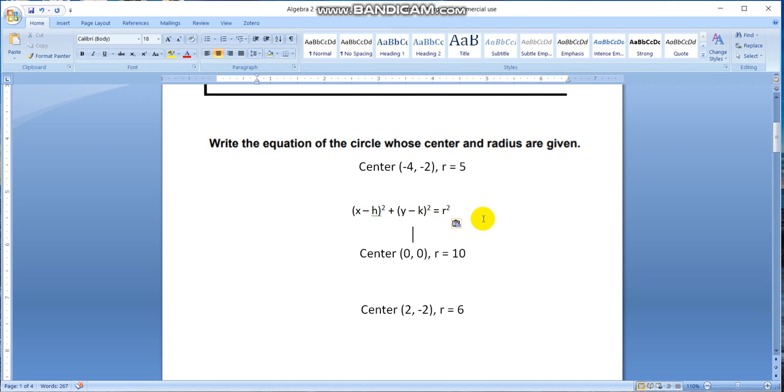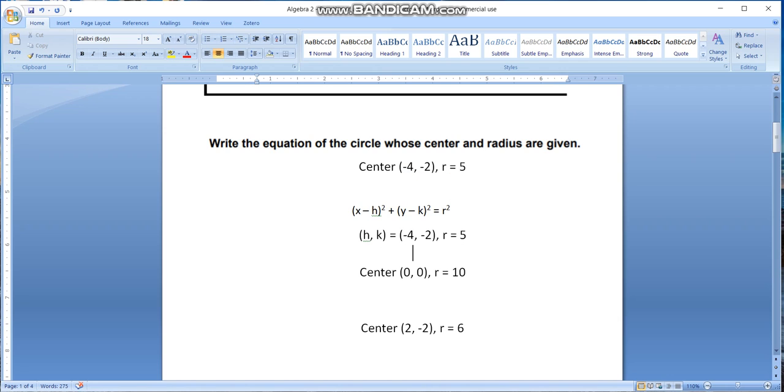So all we're doing is we take our h and k. If I help you guys out, h and k for this is going to be -4, -2, and our radius is going to be 5. So all we do is take this -4, plug it into here. We take this -2, put it there, and we take this 5 and put it right here.